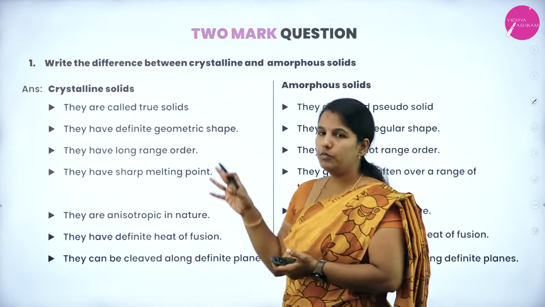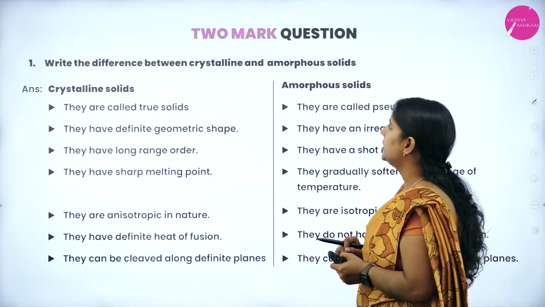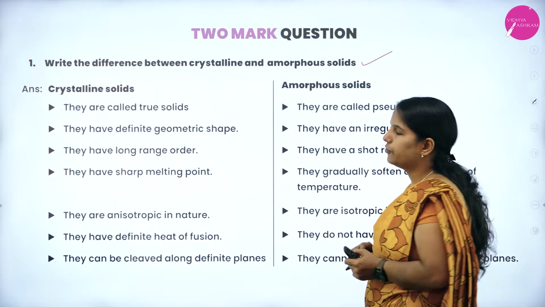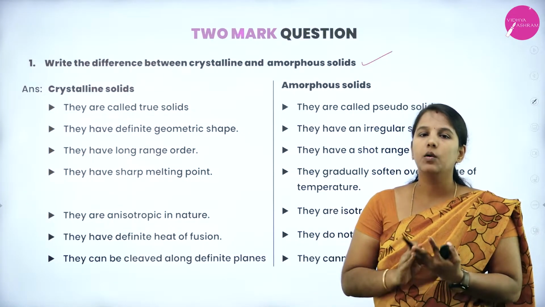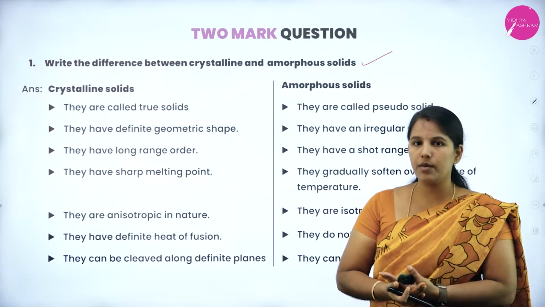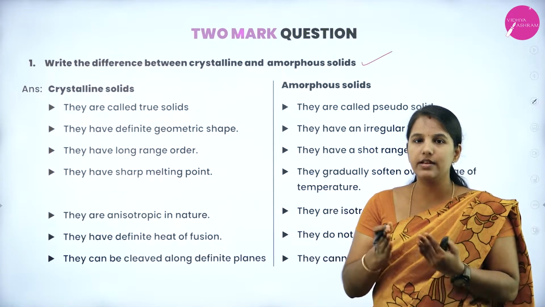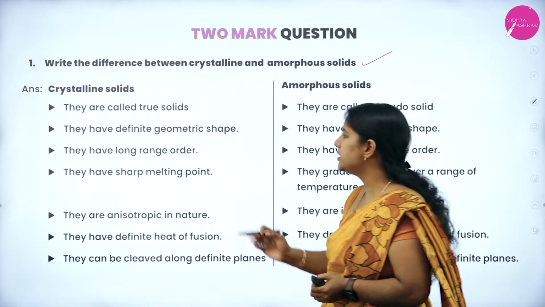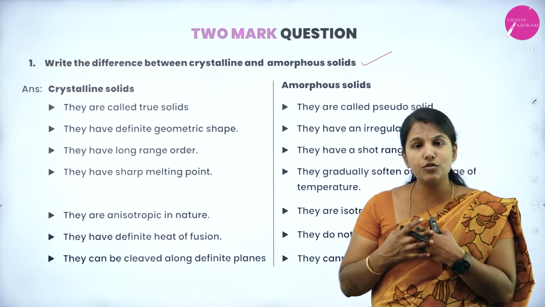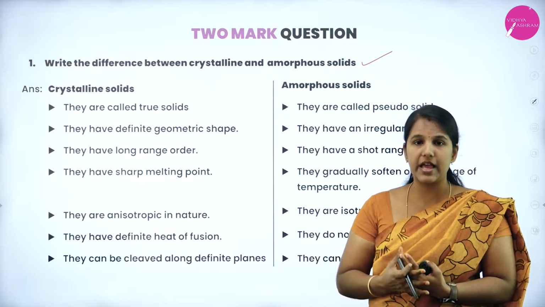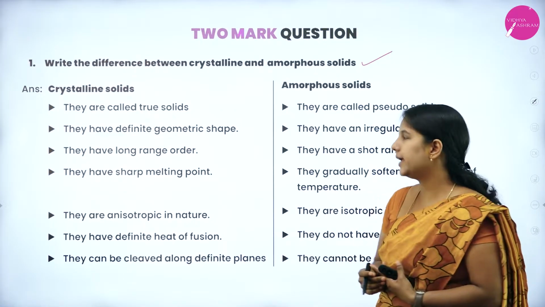Next, we'll move on to the 2-mark question: write the differences between crystalline and amorphous solids. Just now I said solids are broadly classified into two types, crystalline and amorphous. Look at how to write a precise answer when they ask for differences. For 2 marks, you can choose any 2 points and write them for your exam.